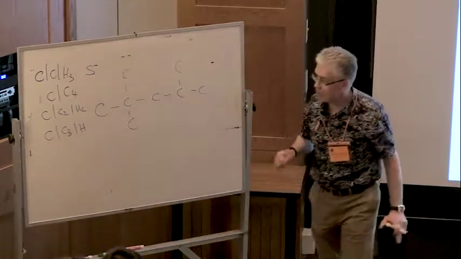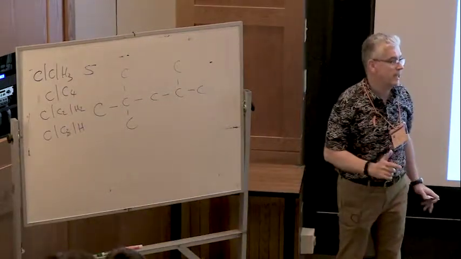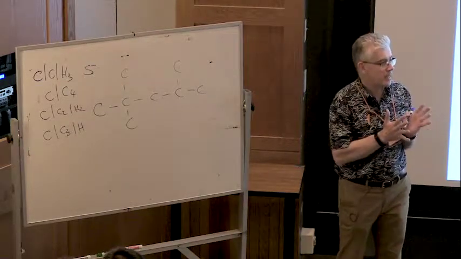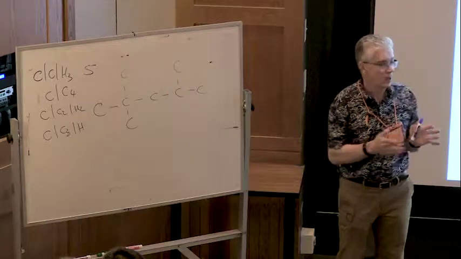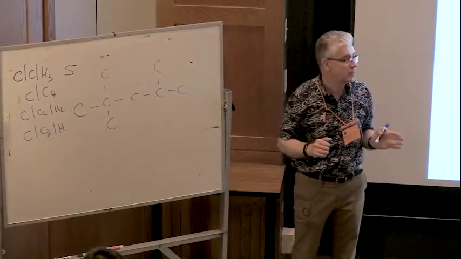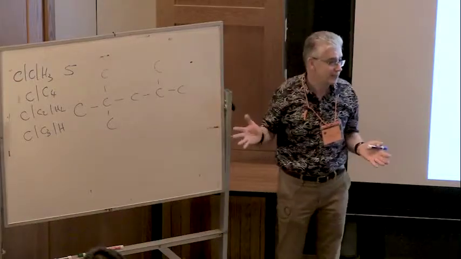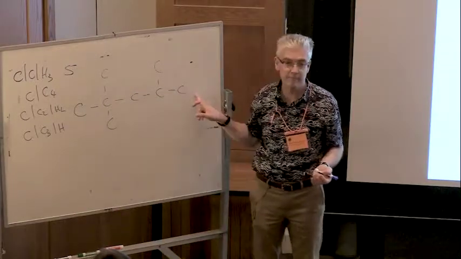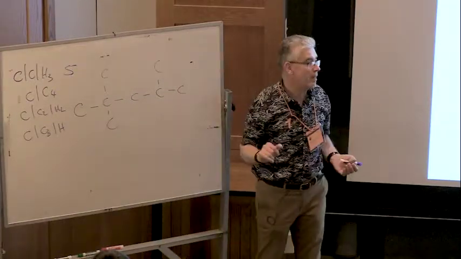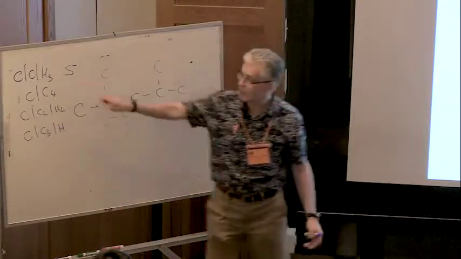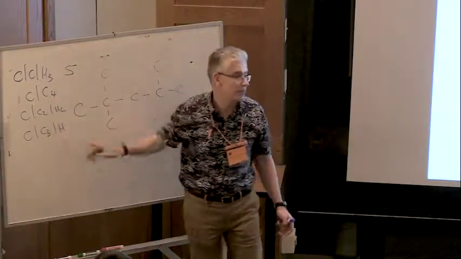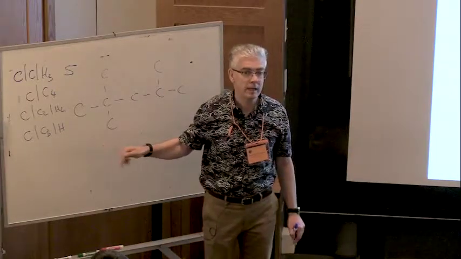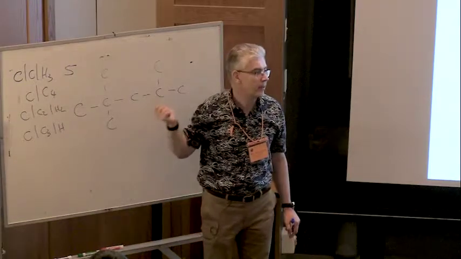Now, have I included everything? Have I missed anything? Let's count it. Group additivity takes the heavy atoms into account. How many heavy atoms do we have in isooctane? 8: 1, 2, 3, 4, 5, 6, 7, 8. So how many groups do we have? We should have 8. We have 5, 6, 7, 8. So I didn't miss any. I've picked up all the groups. It's a good start, but we're not there yet.